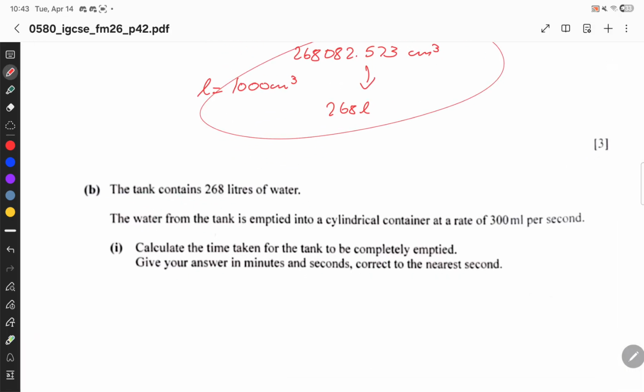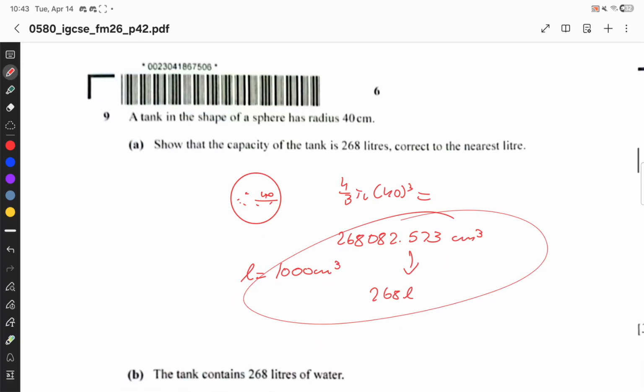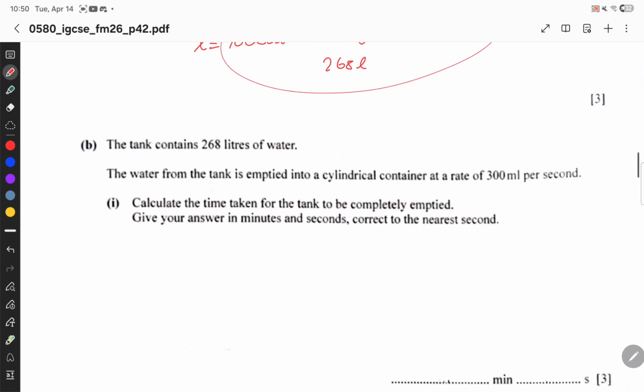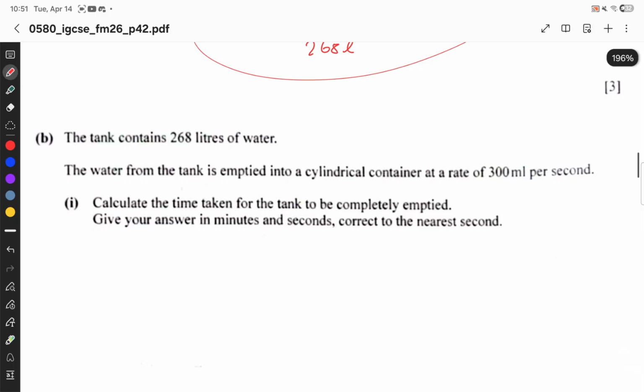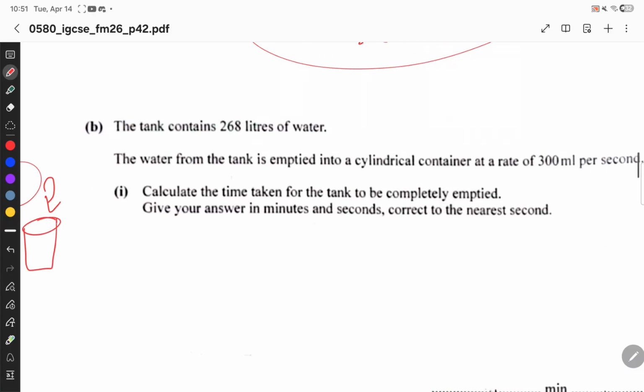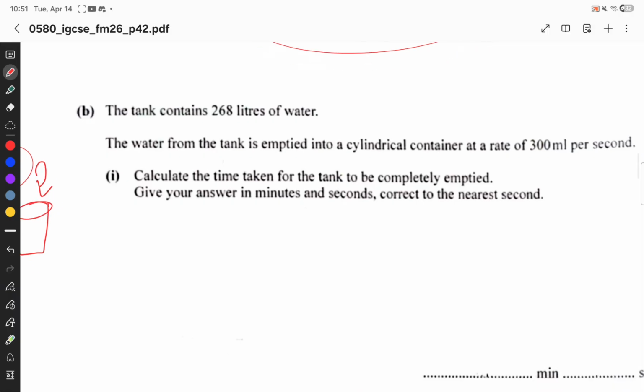The water from the tank is emptied into a cylindrical container at a rate of this. Am I doing it right? Wait. Okay, yeah, this is correct. I was a bit unsure about this. Okay, let's continue. The water from the tank is emptied into a cylindrical container at a rate of 300 milliliters per second. So from the sphere, we fill it inside the cylinder. Calculate the time taken for the tank to be completely emptied. Give your answer in minutes and seconds, correct to the nearest second.